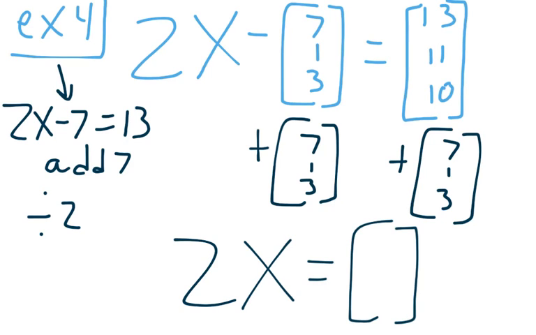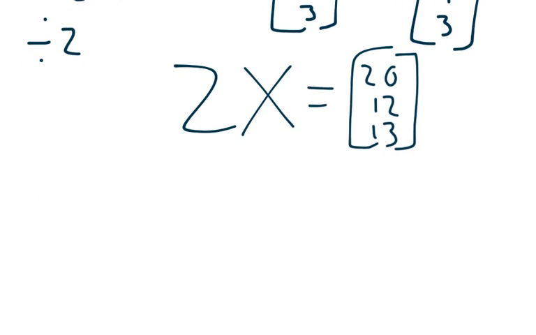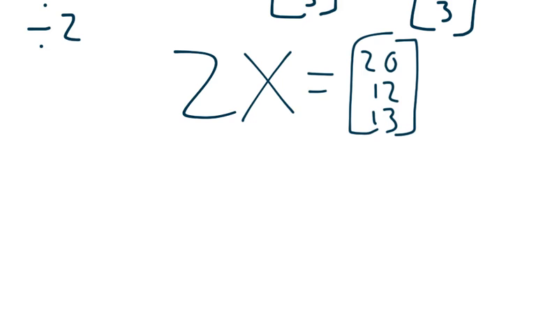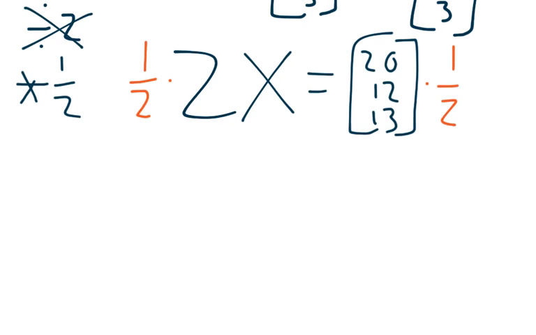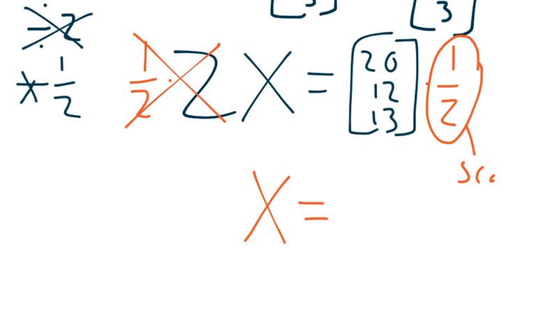Now I have this. So what I'm going to do now to cancel out the 2X, I'm not going to actually divide by 2. Think of it more as multiplying by 1/2. So to both sides, I'm going to multiply by 1/2. This will cancel out the 2. It's reciprocal. And then this 1/2 right here, that is my scalar. So everything here gets multiplied by 1/2. So my final answer is 10, 20 times 1/2, 6, 12 times 1/2, and 6.5, 13 times 1/2.